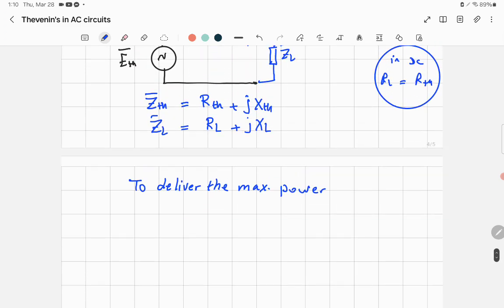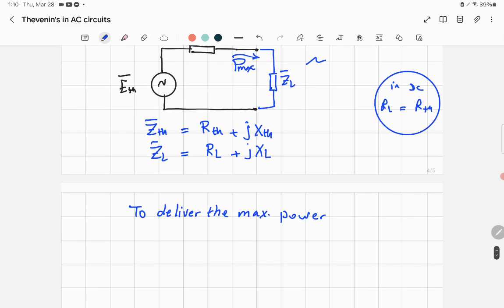With AC, it's similar, but we have to make the circuit resistive. All right. How to make the system resistive? The reactance of the load should be negative the reactance here, so when you add them, they cancel each other. So we say it in a mathematical way. We need the load to equal the conjugate of Thevenin.